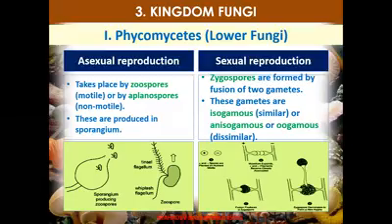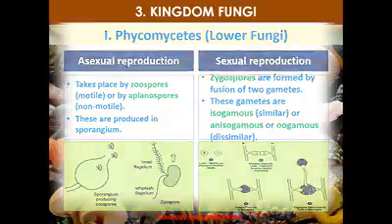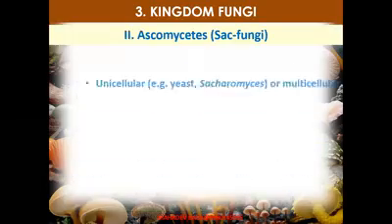Asexual reproduction takes place by formation of zoospores, which are motile, or by aplanospores, which are non-motile. These are produced in sporangium. The type of sexual reproduction seen is that zygospores are formed by fusion of two gametes. These gametes are isogamous, which are similar in structure, or anisogamous, which are dissimilar in structure. This is how reproduction takes place in that group.